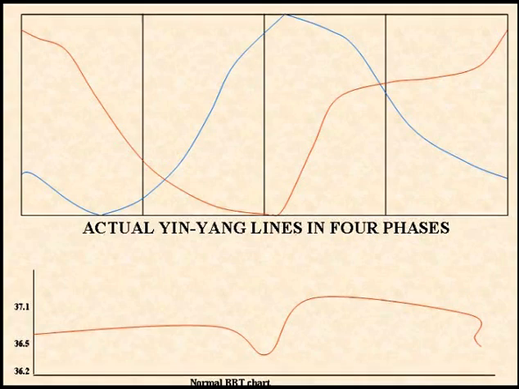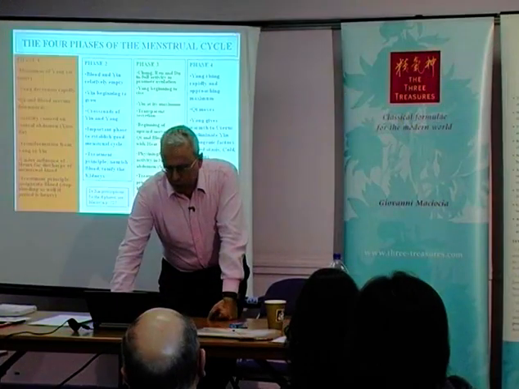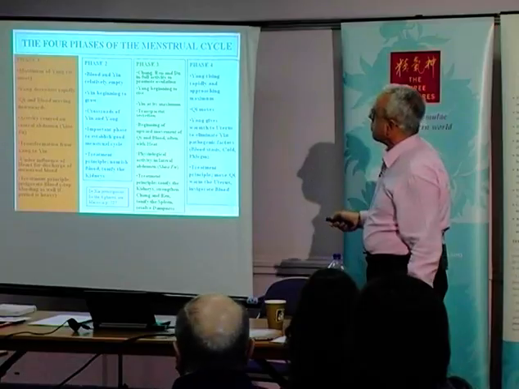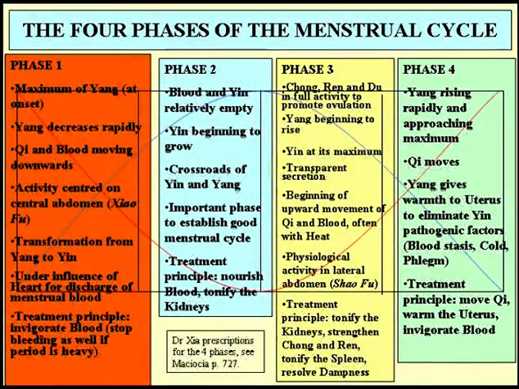Okay, so let's look at what happens in each phase, because that's very relevant for the choice of remedy. And phase one is the bleeding. There's a maximum of yang at the very beginning of it, and yang decreases rapidly. Important here in phase one is this: Qi and blood are moving downwards. The period is occurring, so there's a downward movement not only of blood, but also of qi.